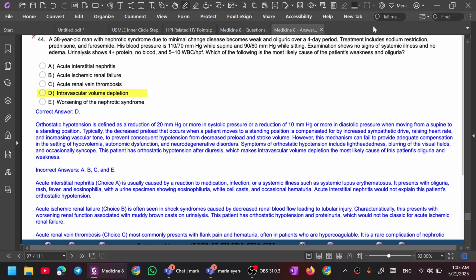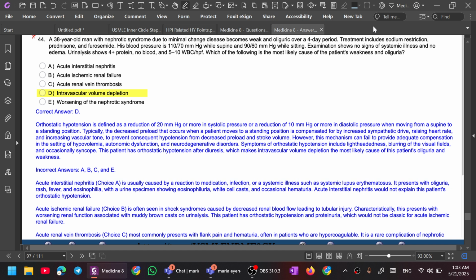This patient has orthostatic hypotension after diuresis. After diuresis, who said that? Oh, which makes intravascular volume depletion the most likely cause of this patient's oliguria. How do you know they had diuresis?